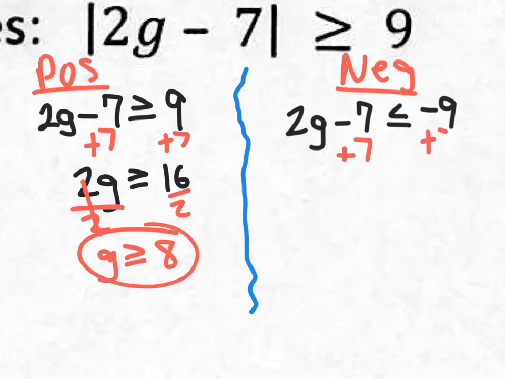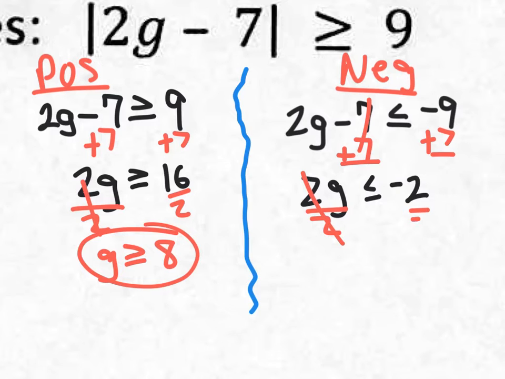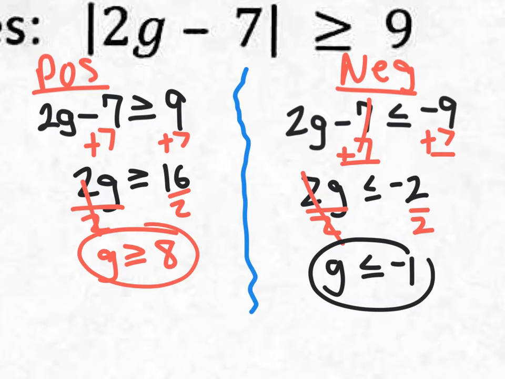+7, +7. I'm going to have 2g less than or equal to -2. And my final step would be to divide by 2 and divide by 2. So I will have g is less than or equal to -1. Now notice that I didn't flip the inequality symbol because I did not divide by a negative. Anyhow, you have your two answers.